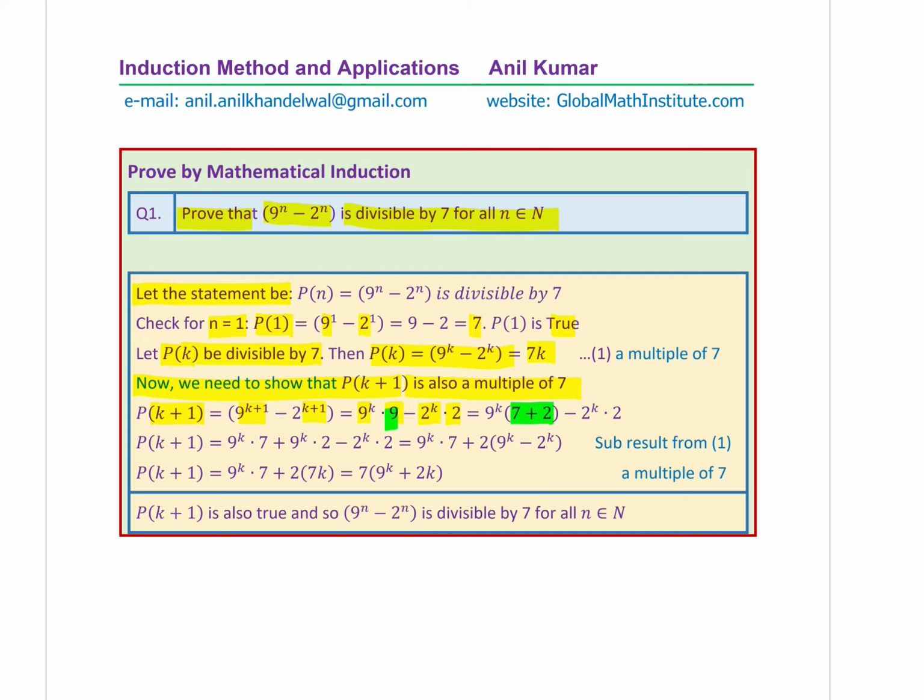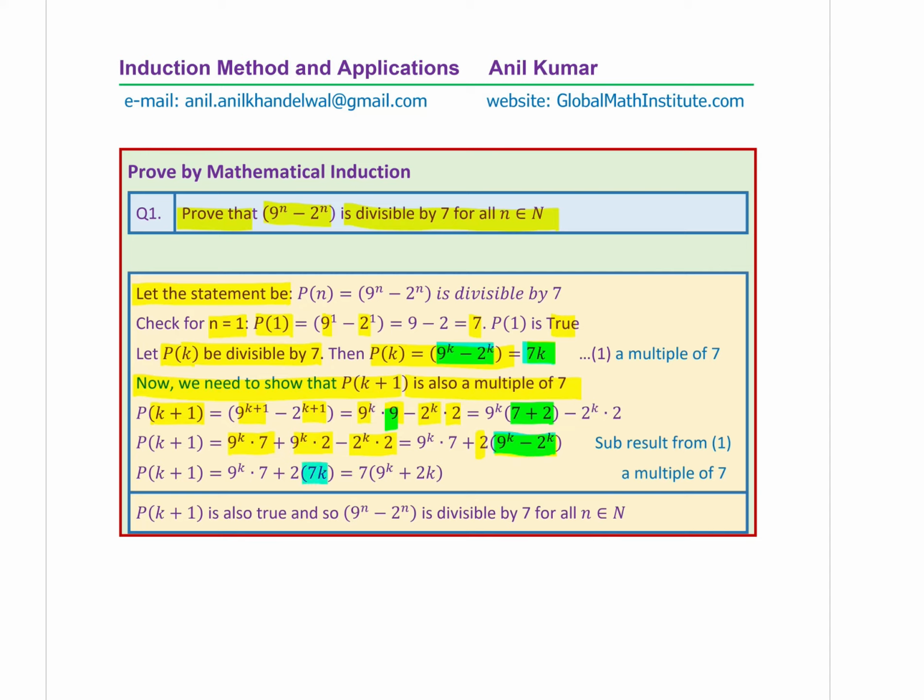So we have this particular statement that now when you expand this: 9 to the power of k times 7 plus 2 times 9 to the power of k, and we already have minus 2 times 2 to the power of k. And clearly you can see that 2 can be taken common, and we get the other factor, which is 9 to the power of k minus 2 to the power of k. And that factor is known to you, right? That factor is known to you as 7k. So we are going to substitute this particular value as 7k.